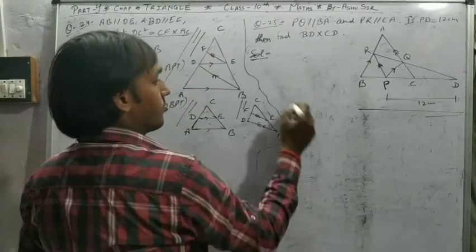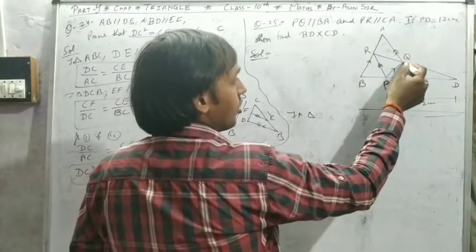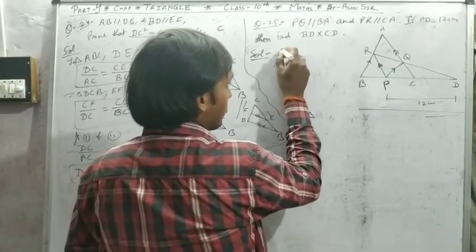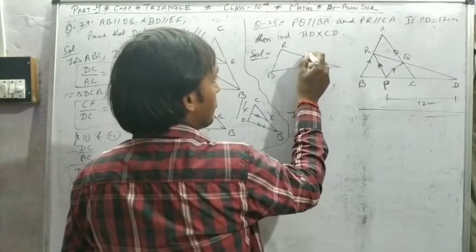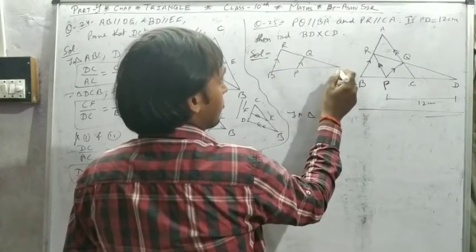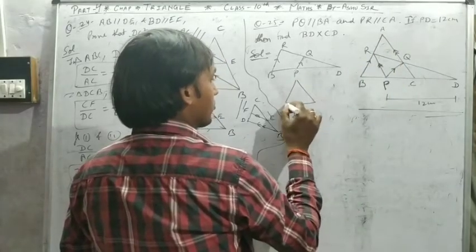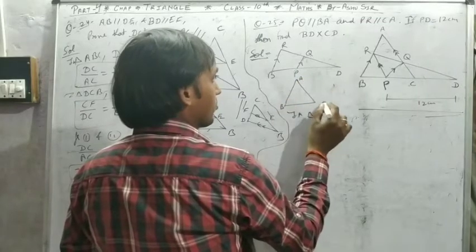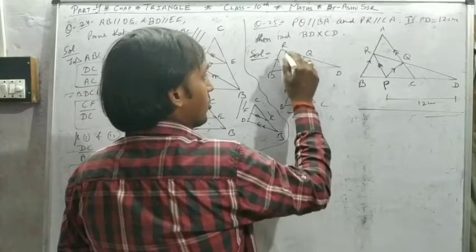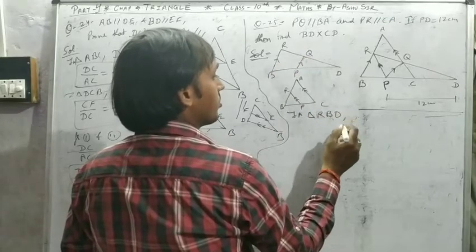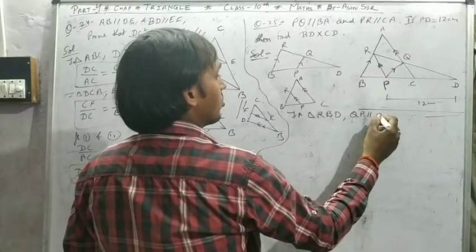Two parallel lines, again in triangle, first parallel line this, second parallel line. So in triangle RBD, QP parallel to RB.